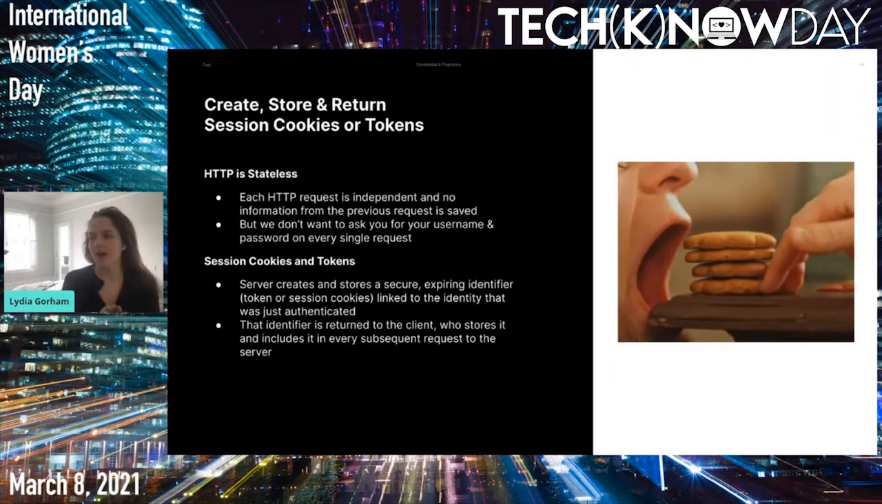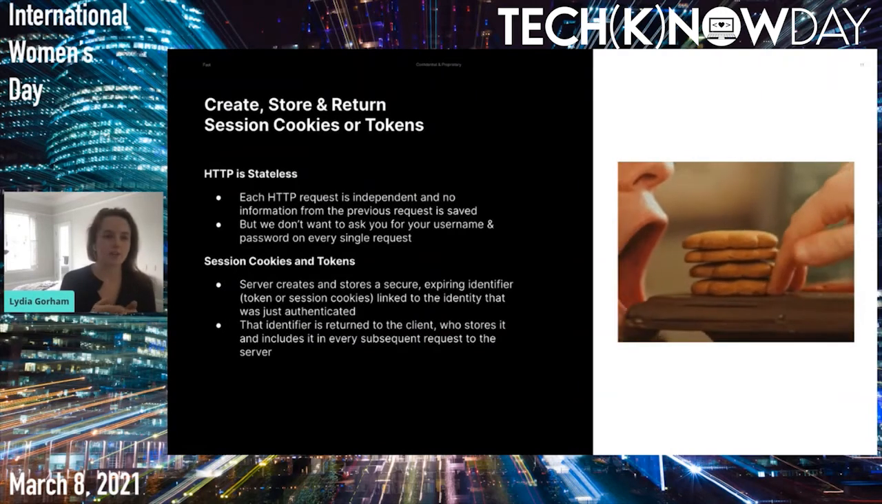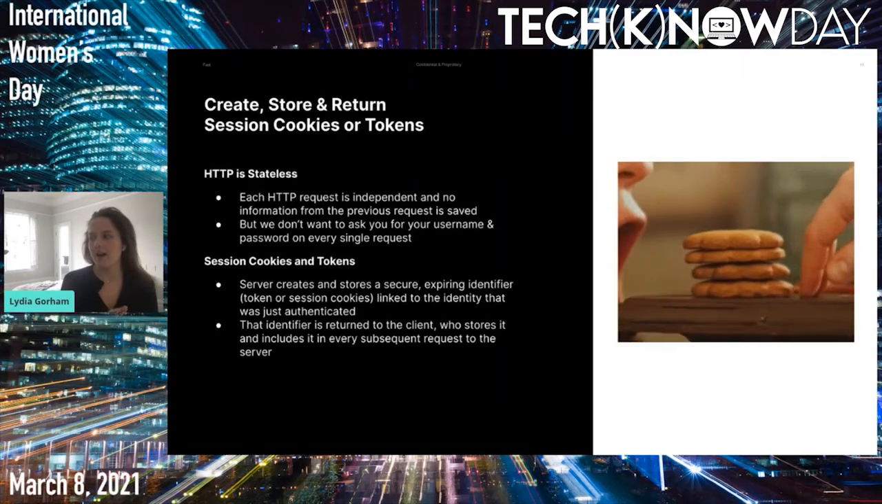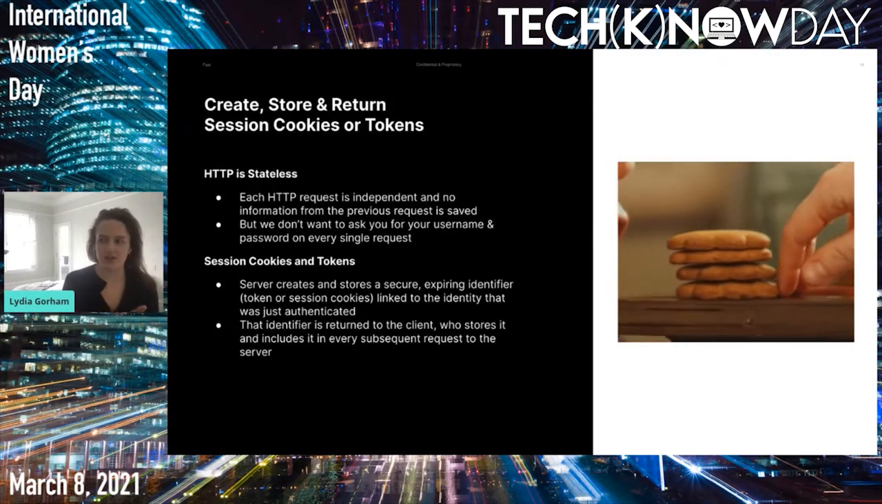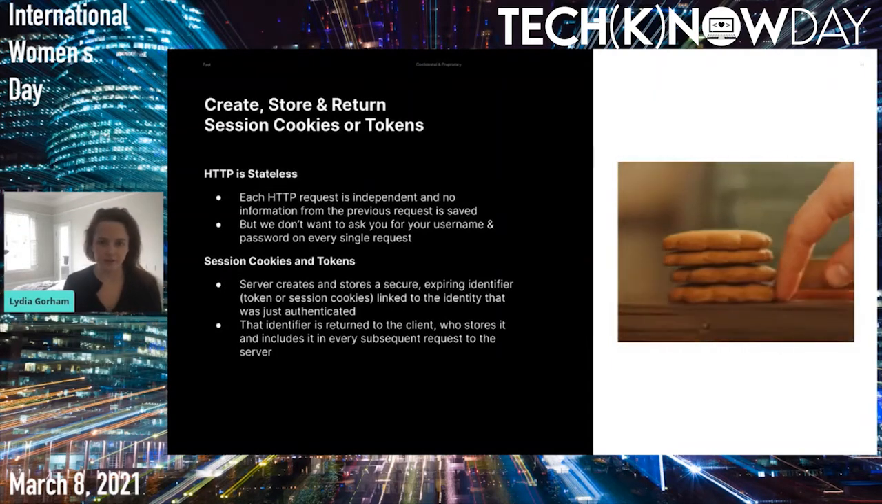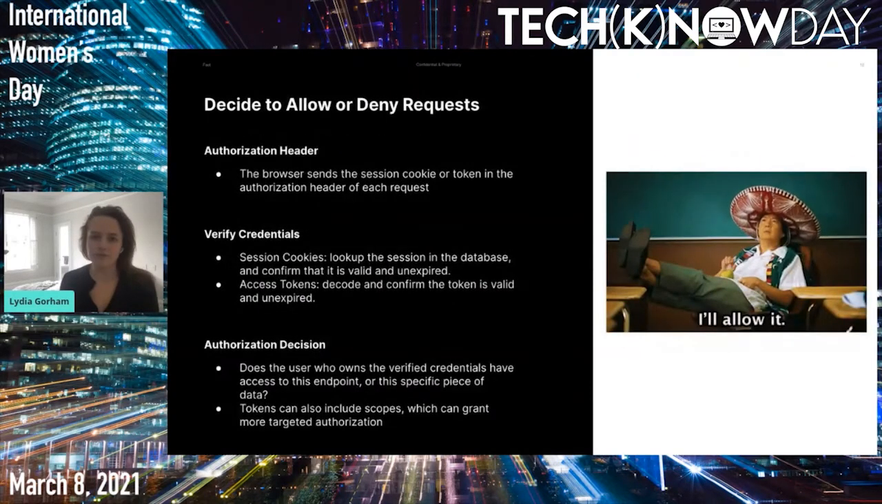So what's happening? Essentially, the server creates and stores a secure expiring identifier, which is generally a token or a session cookie that is linked to the identity that was just authenticated. Then it returns that to the client. It's going to store it in the browser and include it on every subsequent request to the server. For every subsequent request, this cookie or token is generally in your headers, typically the authorization header.